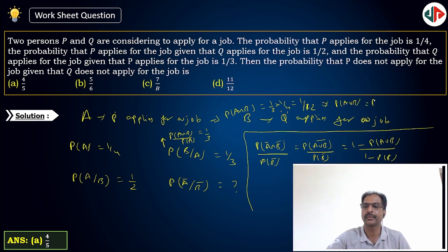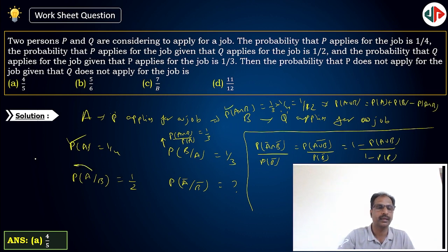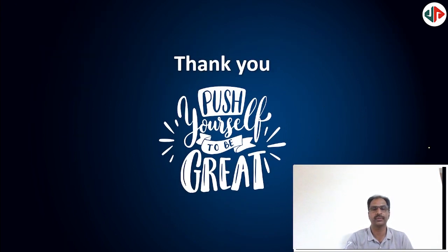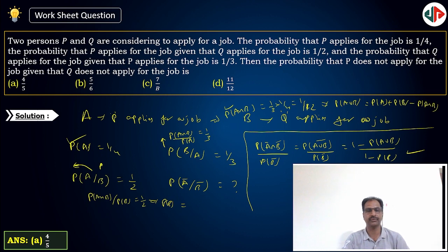P of A plus P of B minus P of A intersection B. P of A is known. P of A intersection B is known. P of B you can find easily. Apply conditional probability here. P of A intersection B by P of B is equal to 1 by 2. From this you can find P of B. Substitute all the values here, then you will get the required probability as 4 by 5.